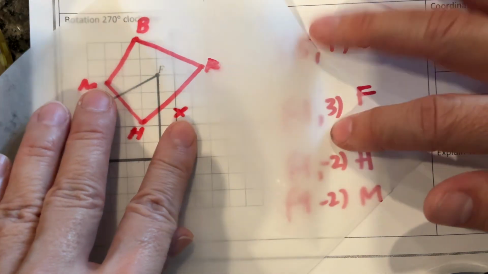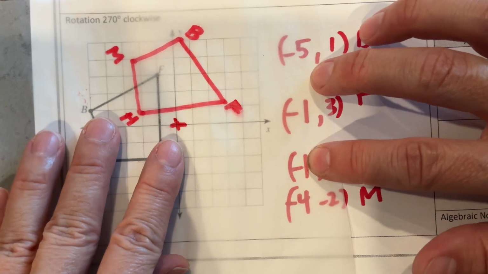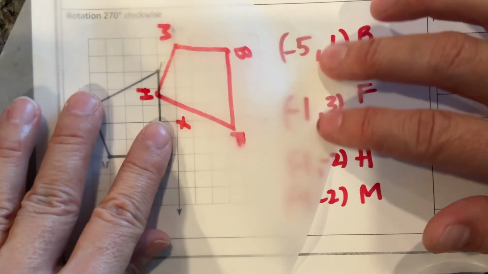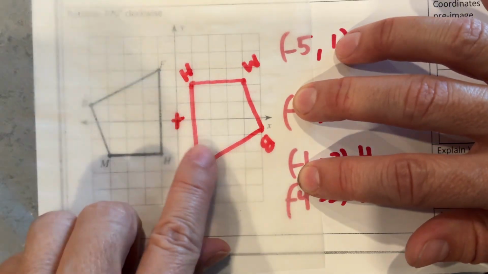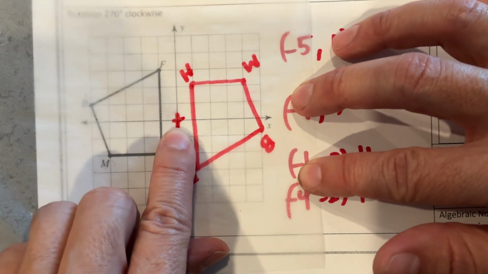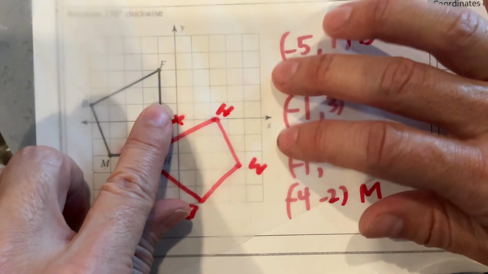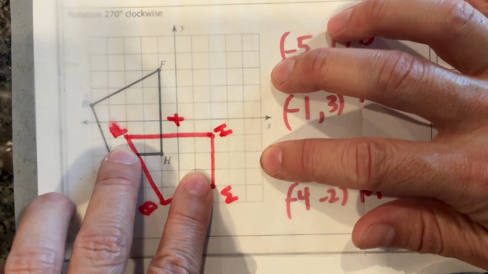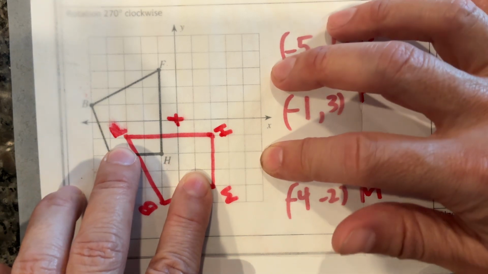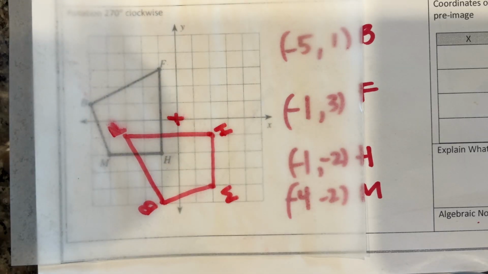So I turned it once, and that's 90 degrees. I turn it twice. And if you notice, I'm just following along on the point of origin. Now that's 180. Another 90 will give me 270. So now what I would have my students do is go ahead and write the new ordered pairs.